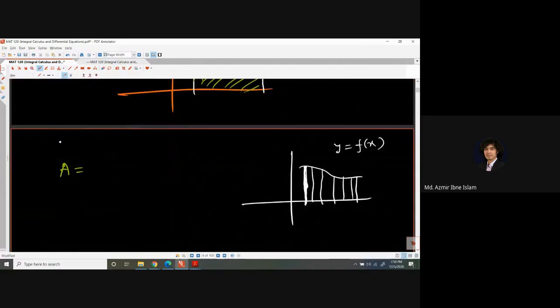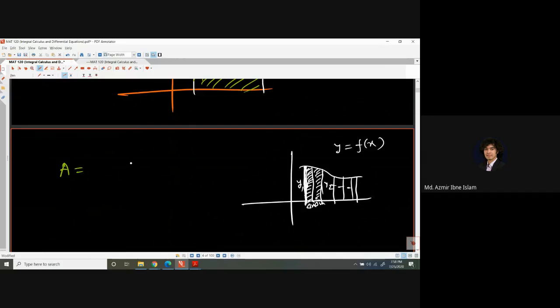So here, for the first rectangle, we can think it is y1 and delta x. For the second rectangle, we have this height y2 and delta x. So this is how we can go up to infinity.